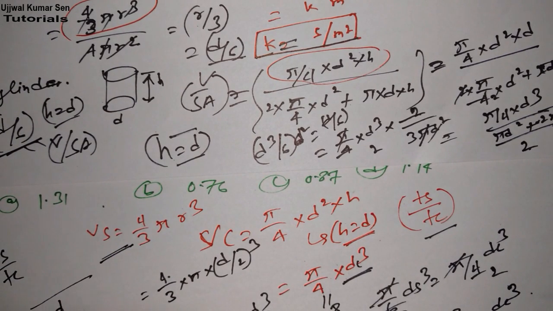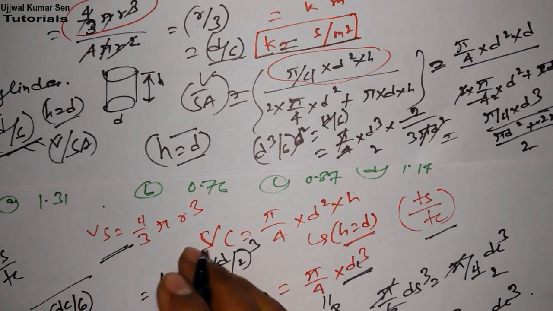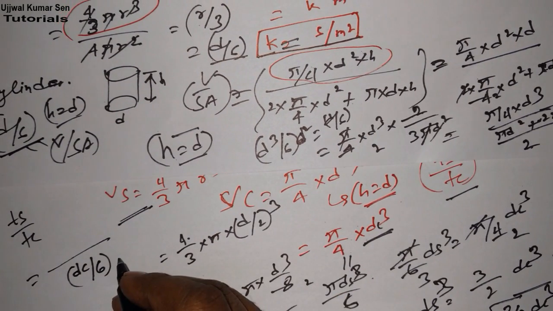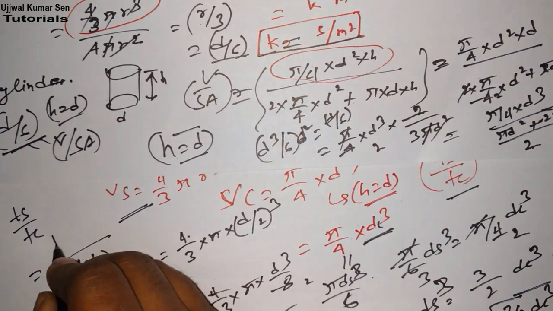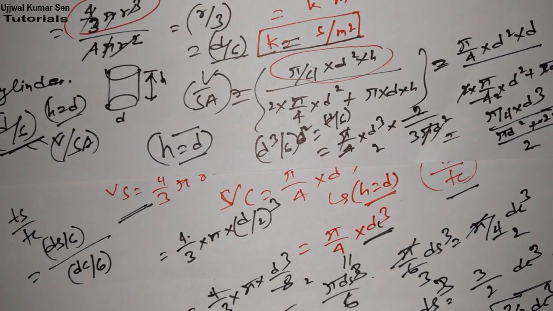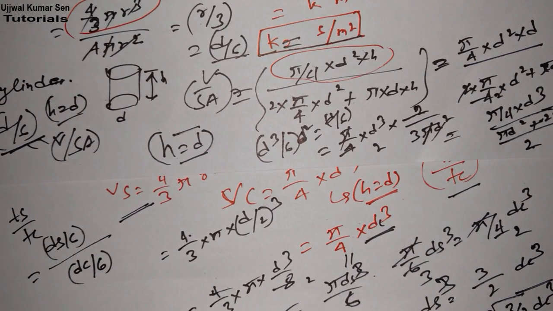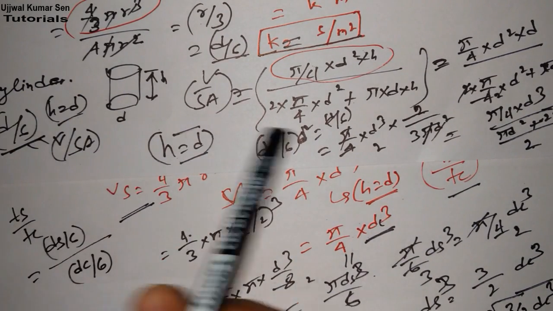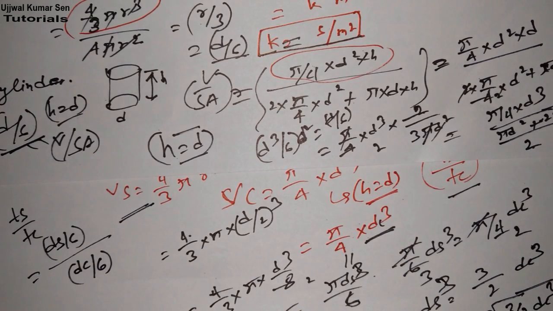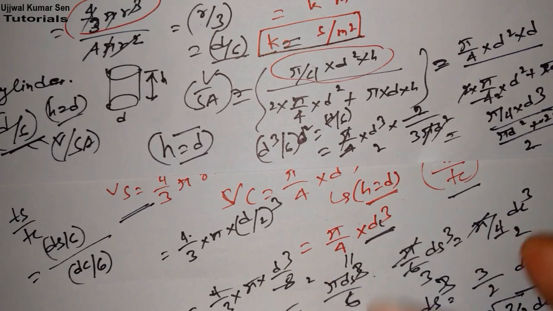So in case of a cube, d by 6, dc by 6. Now in case of a sphere, d by 6, so ds by 6. Got it? Now you can understand how what I have shared with you earlier is useful right now. Probably you have landed on this page right now only, then probably we are seeing what is going on here.